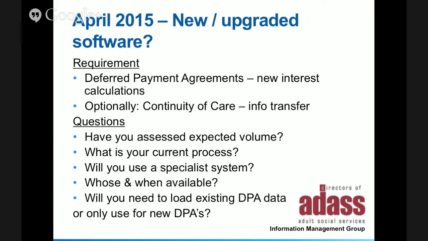But there may be some areas where you want to upgrade the core software. The obvious one is deferred payment agreements, and we've been flagging that up nationally in ADASS for over a year now. Most of the suppliers are offering upgrades to their deferred payment agreement functionality where they offer that. The two leading finance suppliers, Abacus and OCC, are just incorporating the new rules for charging interest, which is quite complicated. They're incorporating that free of charge under support and maintenance in their existing products.